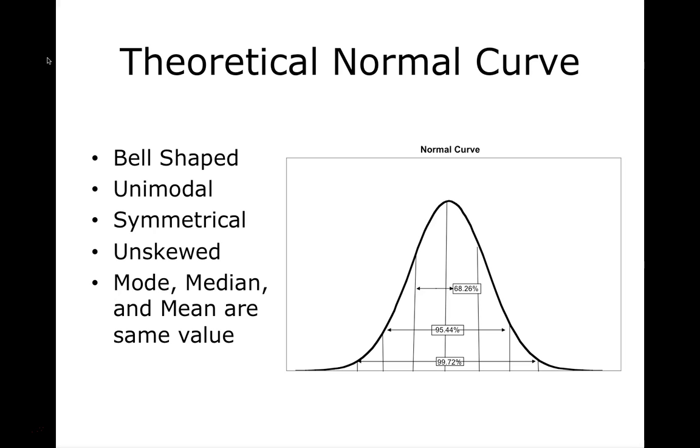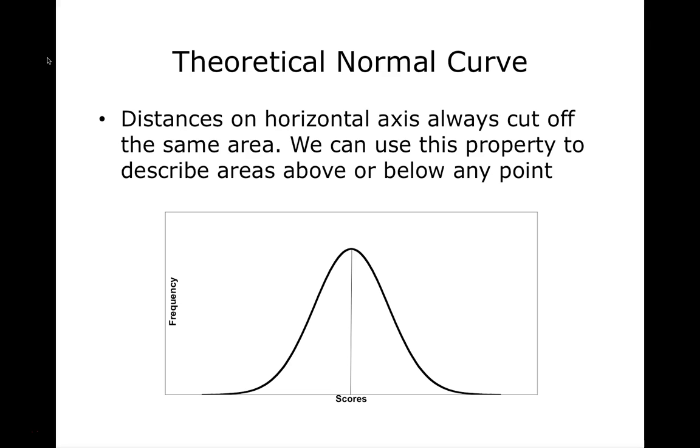So what does this normal distribution look like? The normal curve is bell-shaped. It's unimodal, meaning there's a single mode. It is symmetrical, so it's the same on both sides. It is unskewed, which we'll talk a bit more about, so there are not more cases on one side than the other. And the mode, the median, and the mean are all the same value.